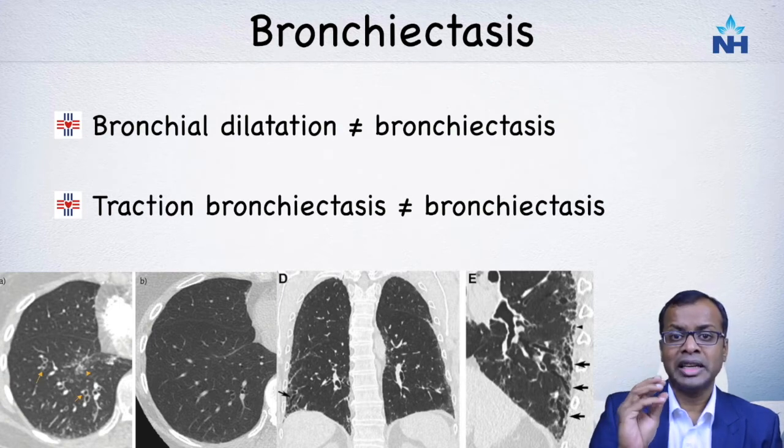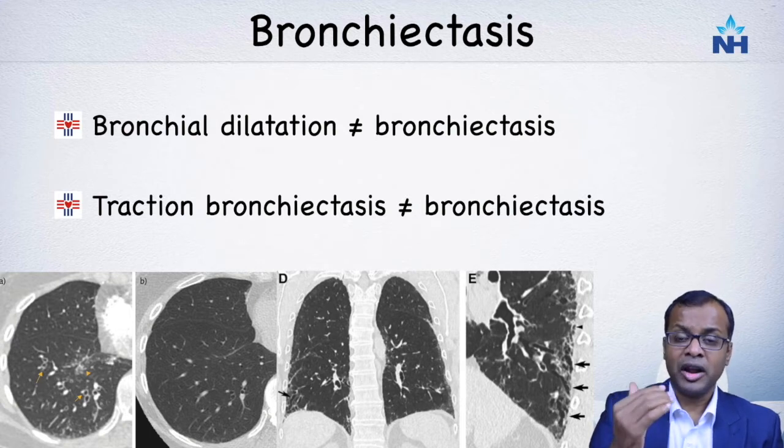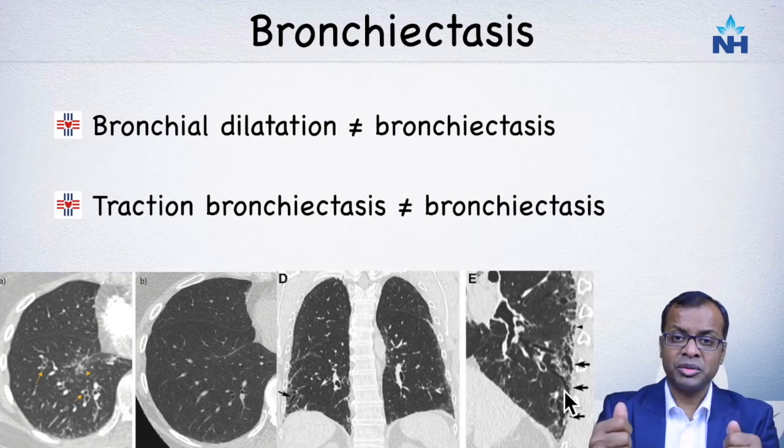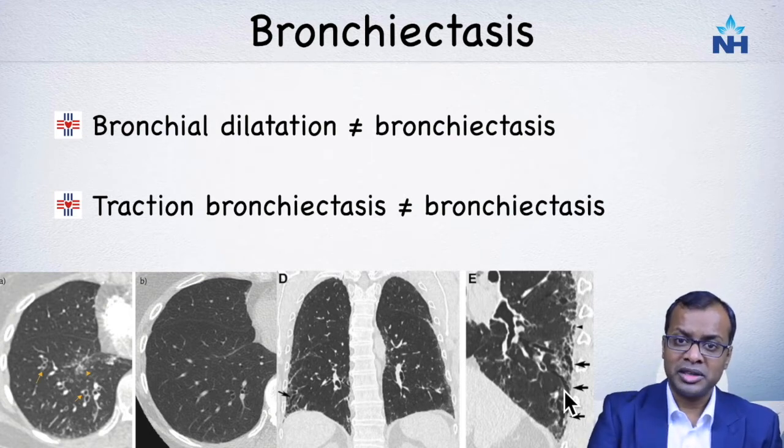Bronchiectasis is purely an airway pathology, and it has nothing to do with the adjoining lung parenchyma. In traction bronchiectasis, the primary pathology is in the lung parenchyma or the interstitium around the bronchi, which is leading to pulling of the bronchi apart or traction of the bronchi, which is why it is called traction bronchiectasis and is seen in interstitial lung disease, especially the fibrotic variety.